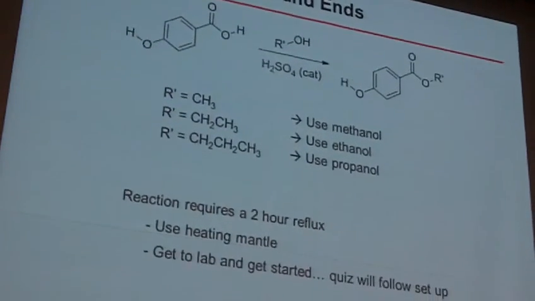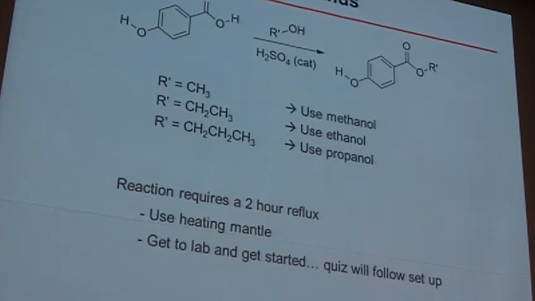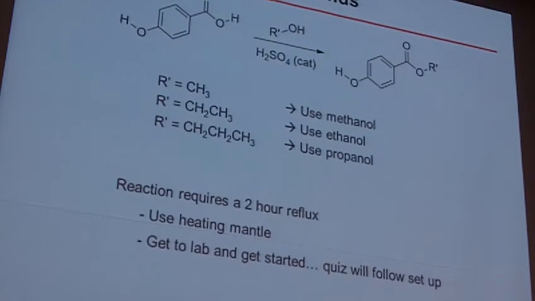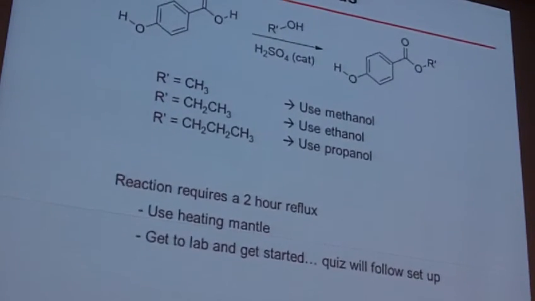Okay. Ultimately, this reaction requires a 2-hour reflux. Okay, it's a relatively slow reaction, so even though the equilibrium is going to push it pretty well to the products, we let it go for a couple of hours to make sure things go. Okay, we'll use a heating mantle. Okay, it's a reflux. Okay, so typically, based on the boiling point of your alcohol, those reflux temperatures are going to be a little different. We'll just make sure we get there by using the heating mantle.